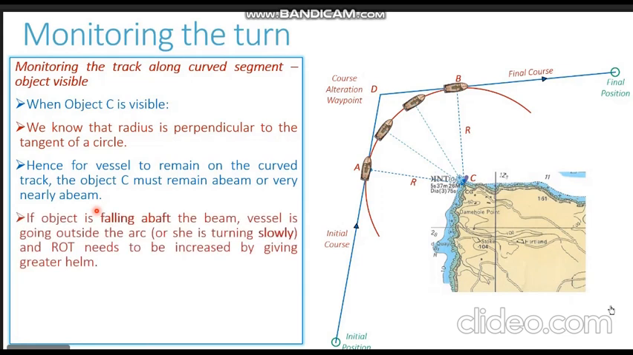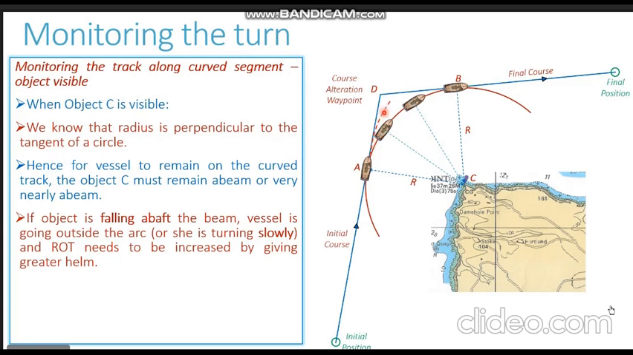Now, during the alteration, if at any time you observe that the object is no more abeam and it has now started falling abaft of the beam, this means that the vessel is going outside the arc or the vessel is turning slowly. Let me show you this in the diagram. If the lighthouse starts to fall abaft the beam, it indicates that the vessel is not moving on the planned arc but moving on this particular dotted line track.